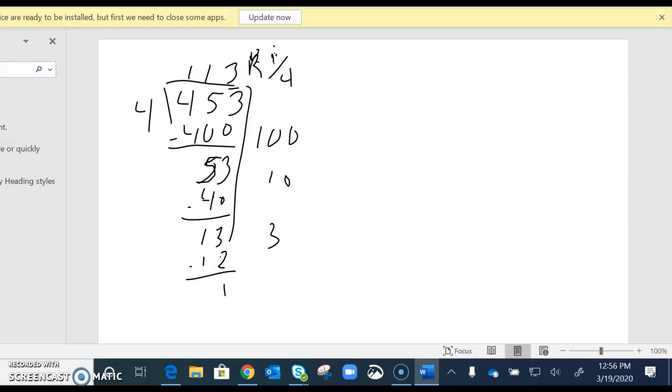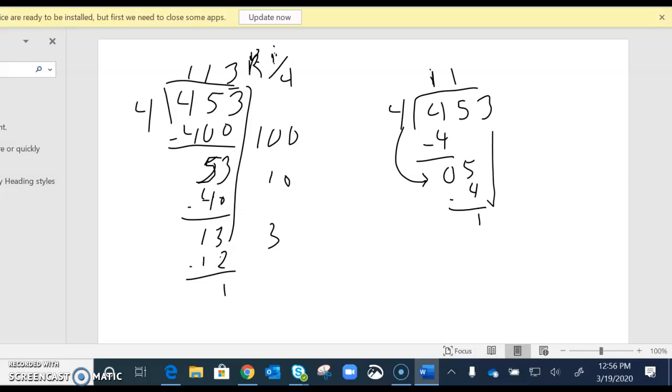All right? And so it's very similar to just doing it the traditional way. Divisor of 4 and 453. We know that 4 goes into the 4 one time. That's our hundreds. We subtract it out, bring down our 5. 4 goes into 5 one time. Subtract it out, bring down our 3. And we know 4 goes into 13 3 times, with a remainder of 1.